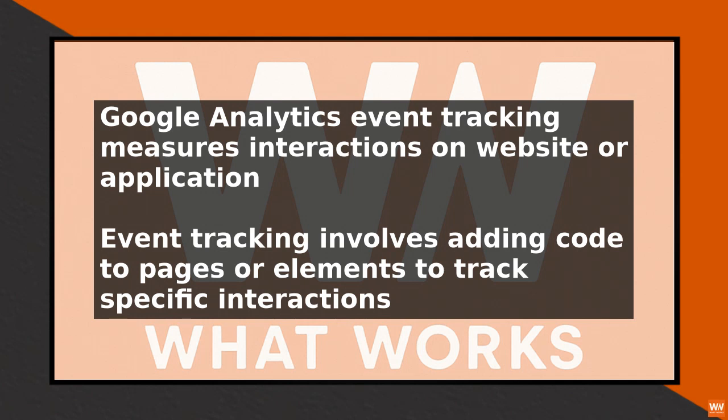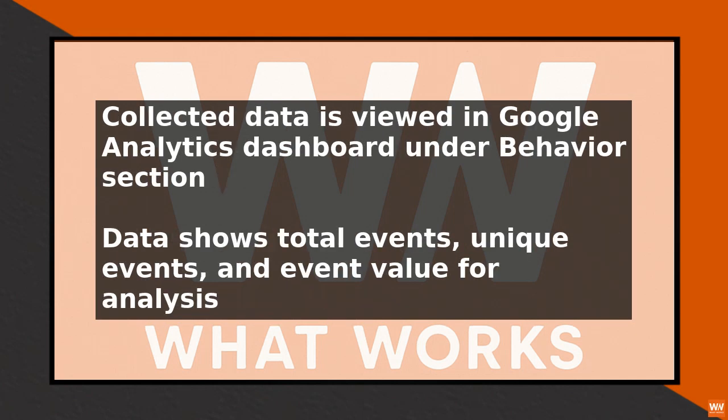This code sends data to Google Analytics whenever a specific event occurs, such as a button click or a video play. Once the data is collected, you can view it in the Google Analytics dashboard under the Behavior section. Here, you can see the total number of events, the number of unique events, and the event value. The total number of events shows how many times the event occurred, while the number of unique events shows how many different times the event was triggered by a unique user.